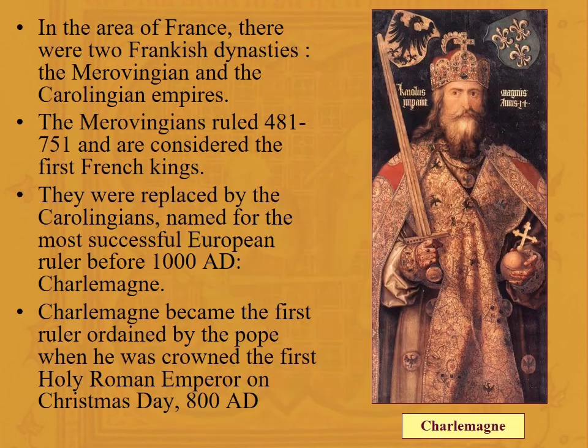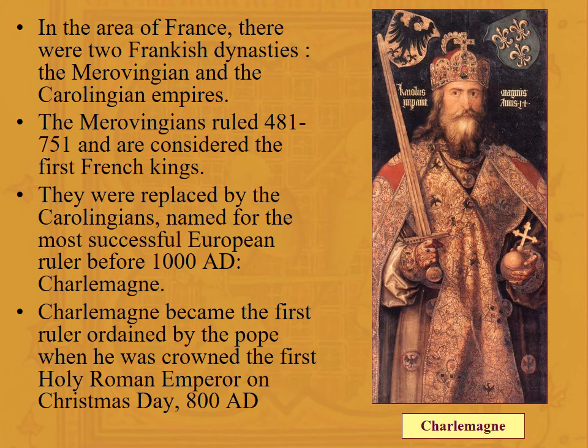Now, you do have one chap around 400 to 750, two dynasties, the Merovingians and the Carolingians. The Merovingians ruled 481 to 751 and were basically proto-French kings. And then they were replaced by the Carolingians, named for the most successful European ruler before 1000 AD, Charlemagne. He became the first ruler to be ordained by the Pope. This was a big deal, which means he was blessed by God to be a ruler. He had a divine right.